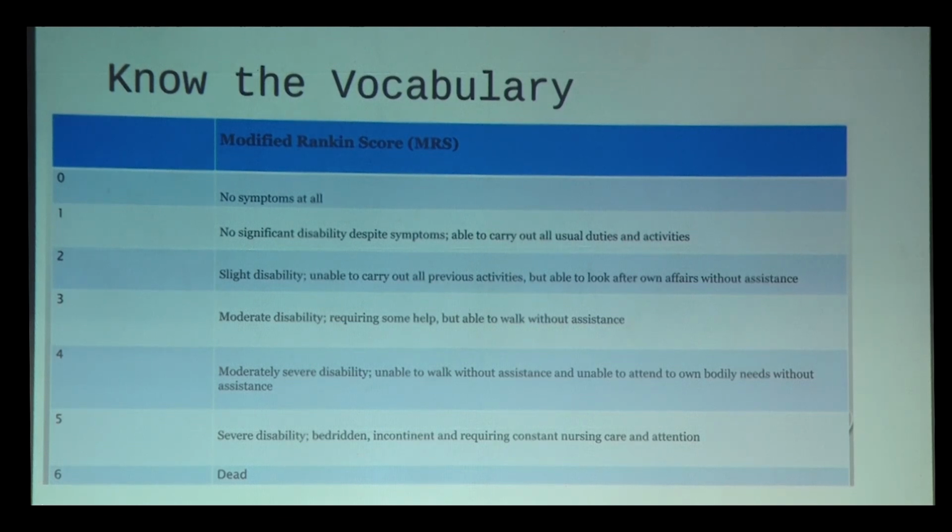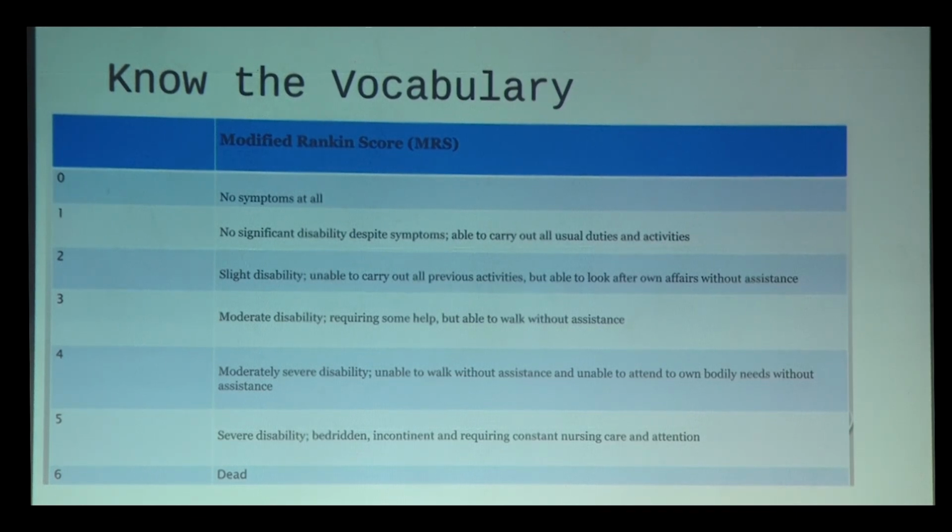So I hope all of you know mRS 0 is no symptoms at all, and mRS 1 is no significant disability but with very minor complaints, and mRS 2 is slight disability but they are able to do all their previous activities without any help. And mRS 3 is moderate disability requiring some help but able to walk without assistance.